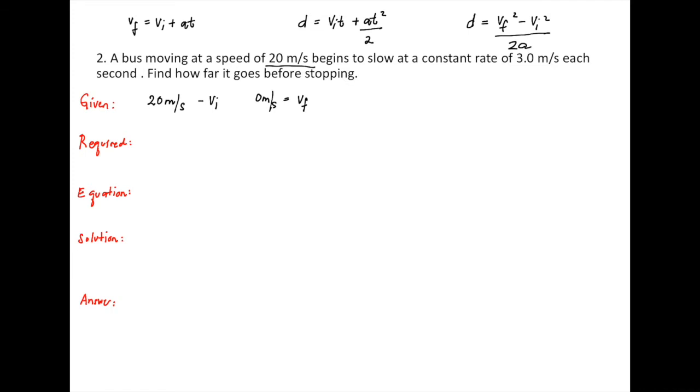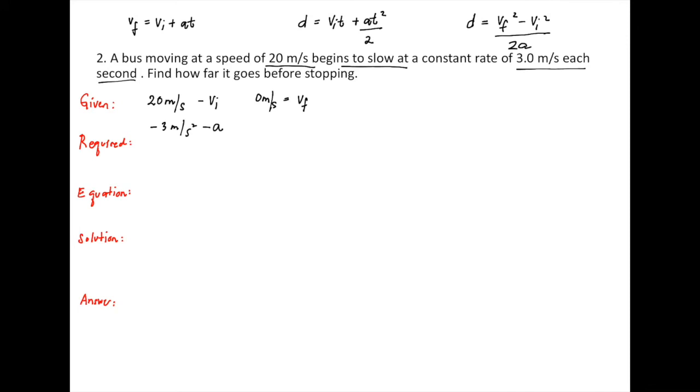Now, we have here 3 meter per second each second. So this is the other given. Now take note, this 3 meter per second each second could be denoted as 3 meter per second square as the acceleration. That acceleration is slowing down. So meaning to say that we will denote a negative 3 meter per second square.